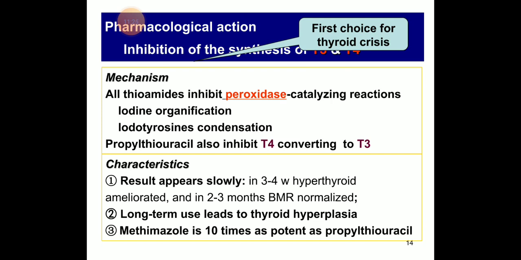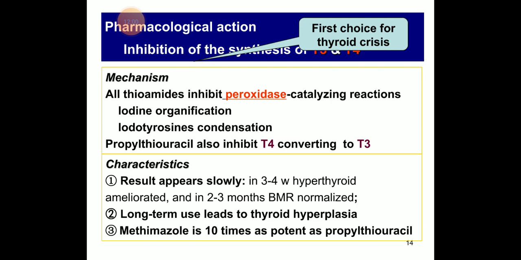These effects appear slowly, and in 2 to 3 months the basal metabolic rate is normalized. Long-term use may lead to thyroid hyperplasia. Methimazole is almost 10 times more potent than propylthiouracil. So in that sense, methimazole is a first choice drug if there are no relative indications like pregnancy or if the patient is not having thyrotoxicosis crisis. Always you will prefer a drug like methimazole over propylthiouracil.